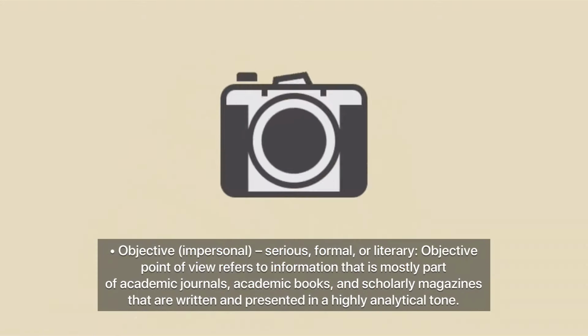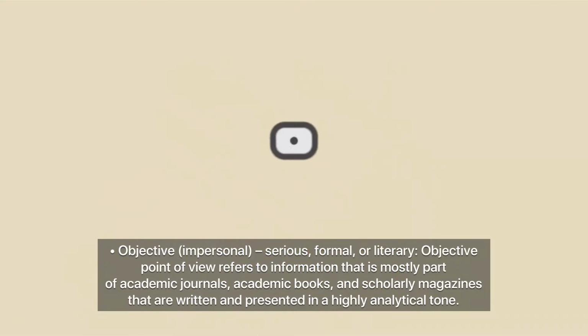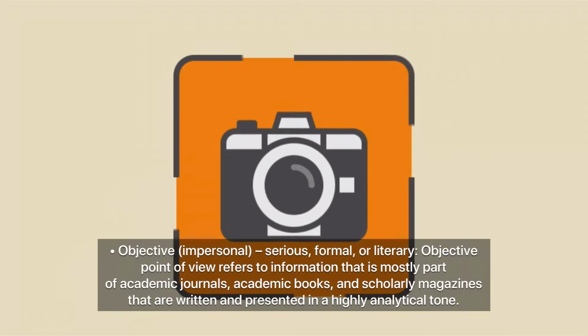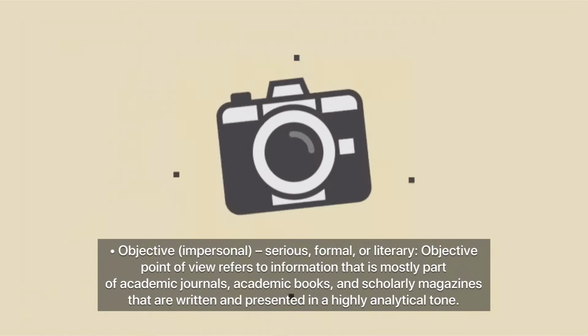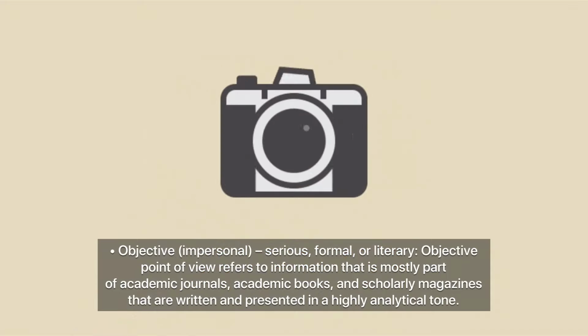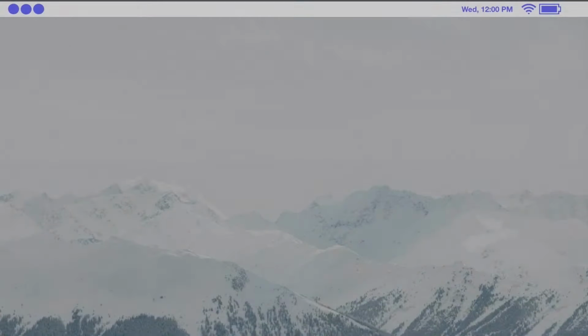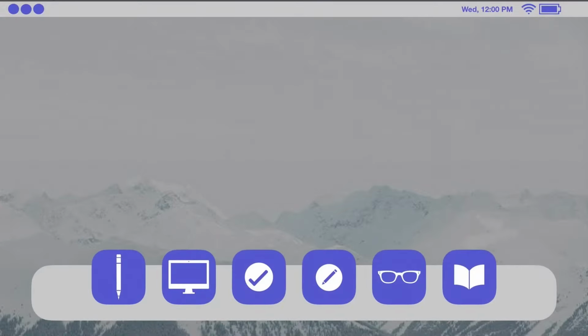The second is objective, impersonal, serious, formal, or literary. Objective point of view refers to information that is mostly part of academic journals, academic books, and scholarly magazines that are written and presented in a highly analytical tone. For example, journal essays, articles based on philosophy, or any subject related to an academic discipline.